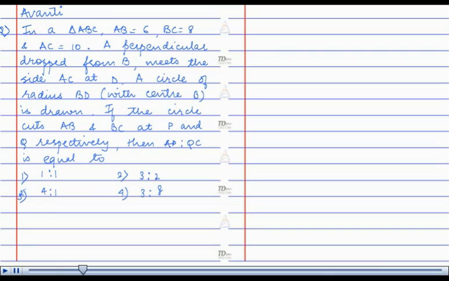Before we move on with the solution, first we'll draw the figure. Since AB is equal to 6, BC is equal to 8 and AC is equal to 10, these form a Pythagorean triplet and therefore triangle ABC is a right angle triangle. This is the triangle ABC. Let BD be the perpendicular dropped from B on the side AC.